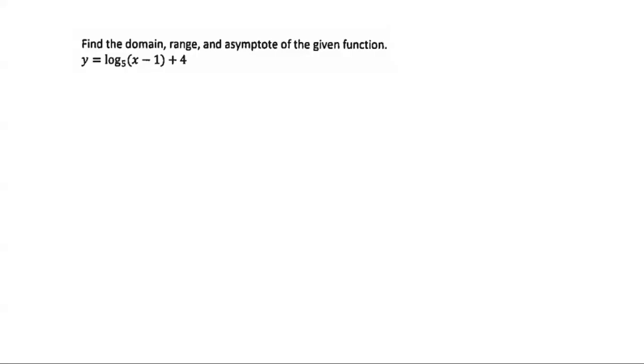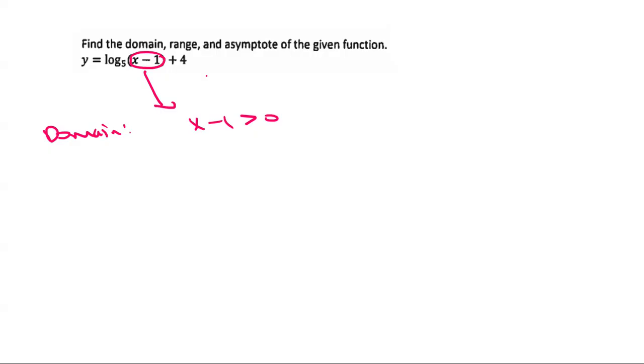Okay, so for this one, we want to find the domain, range, and the asymptote of the given function. We have y is equal to log base 5 of x minus 1 plus 4. So let's first find the domain, right? To find the domain, we look inside the parentheses, the x minus 1. That deals with the domain. We take the x minus 1 and we set that to greater than 0. It cannot equal 0 because, again, the log of 0 is undefined.